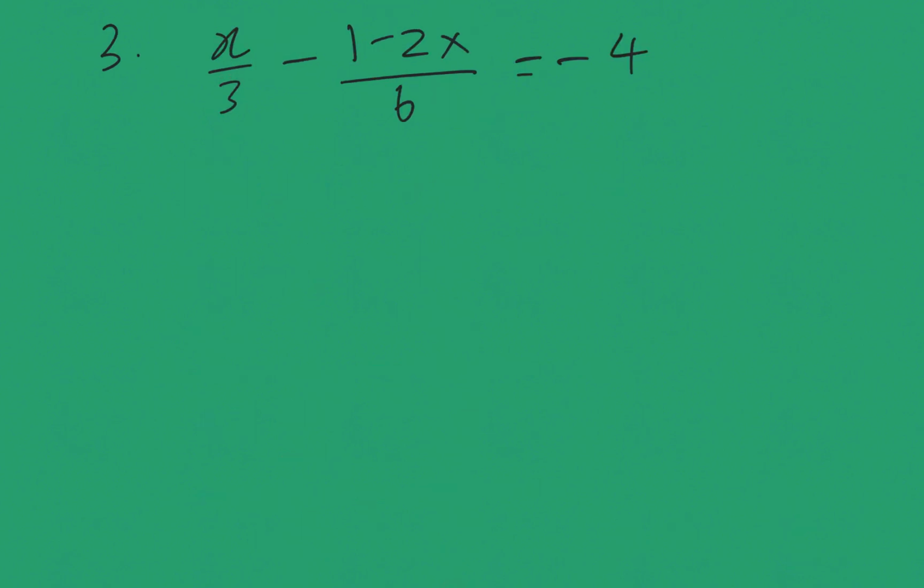In example 3, we have x over 3 equals (1 − 2x) over 6, and that equals negative 4. In this case, I will apply the lowest common denominator method to get rid of all the fractions. We know that negative 4 is negative 4 over 1. And the LCM of 3 and 6 is equal to 6. So I can multiply the whole equation by 6.